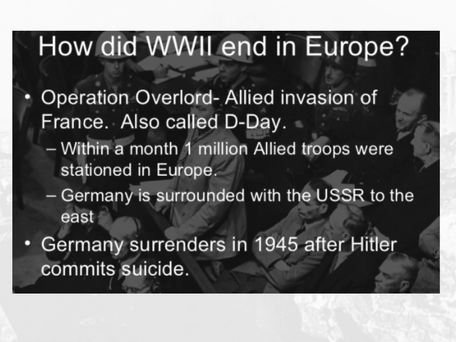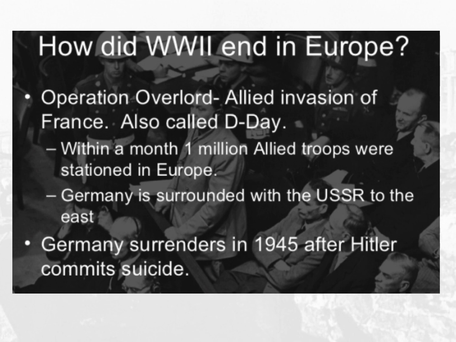So after D-Day, within 1 month, there are 1 million Allied forces stationed throughout Europe. Germany is surrounded with the USSR to the east and the United States and Great Britain in the west. And in 1945, Hitler will commit suicide, dropping Germany out of the war in what is known as VE Day, Victory in Europe Day. But the war in the Pacific still goes on.